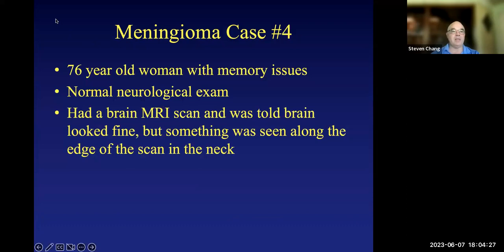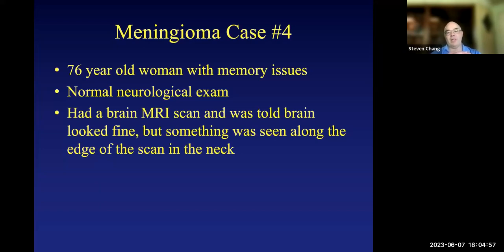So next case for you guys is number 4 out of 5. A 76-year-old woman. She's got some memory issues. Got a normal neurologic exam. So she got a brain MRI scan because her primary care physician was worried about these memory issues and said, let's just do a quick scan and check to make sure everything's okay. And then got called and said, hey, the good news is your brain looks great. We don't see anything wrong with the brain.